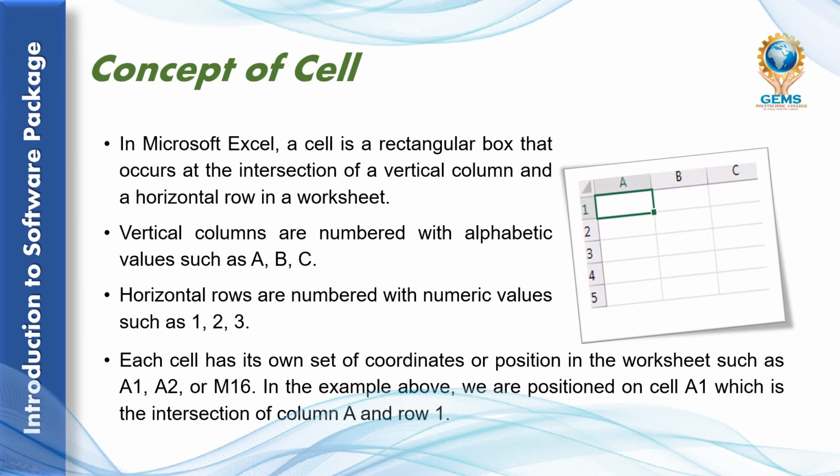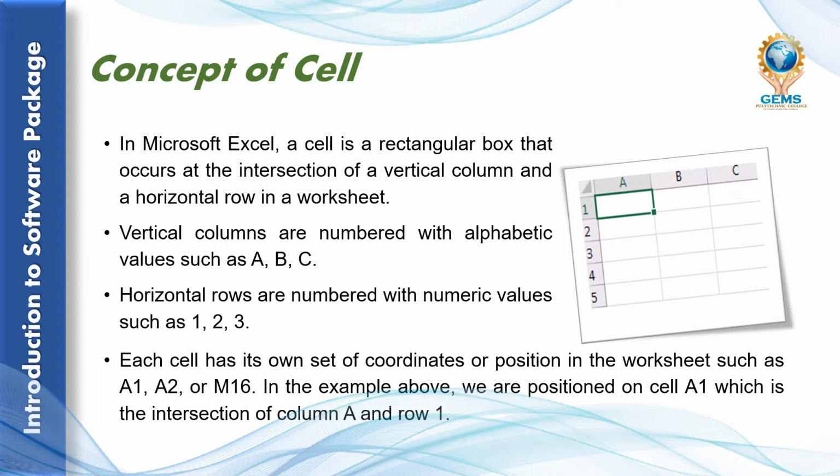So we will see the concept of cell. In Microsoft Excel, a cell is a rectangular box that occurs at the intersection of a vertical column and a horizontal row in a worksheet. In this image you can see the selected box is a cell. It's a rectangular box that is the intersection of a vertical column and a horizontal row.